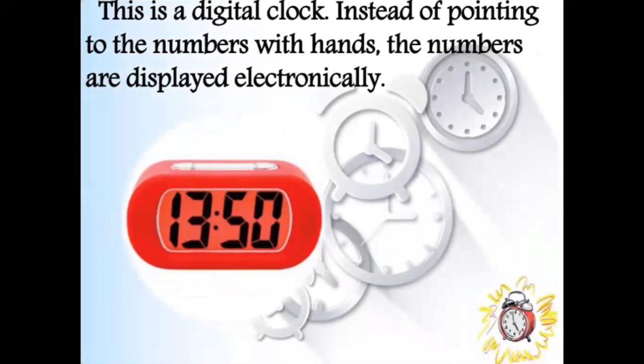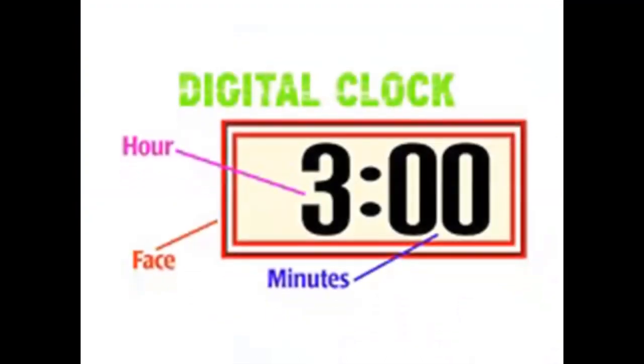And this is the digital clock. The digital clock has two parts or two sides. One side tells me the hour and the other side tells me the minutes. Okay, in the left side we can find the hour, and in the right side we can find the minutes.